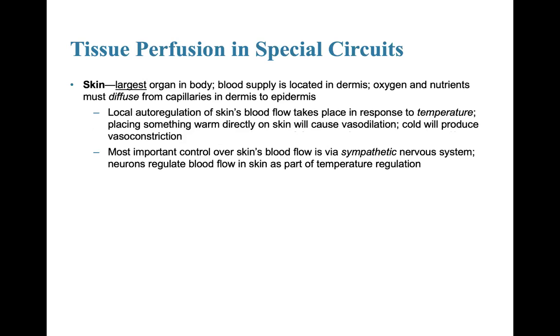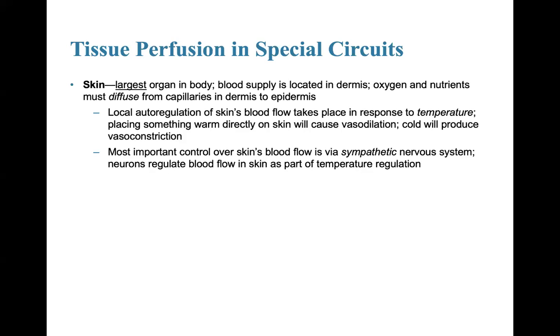Another area that we look at is the skin. This is the largest organ in the body. Blood supply is located in the dermis. Oxygen and nutrients must diffuse from the capillaries in the dermis to the epidermis. Local autoregulation of the skin's blood flow takes place in response to temperature. For example, placing something warm directly on the skin will cause vasodilation. Cold will cause vasoconstriction.